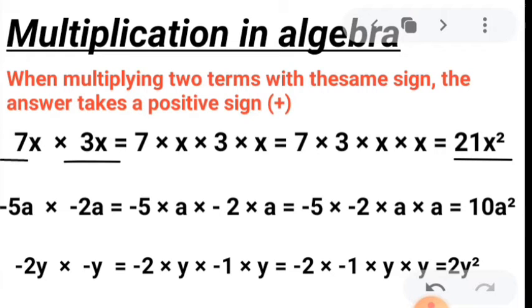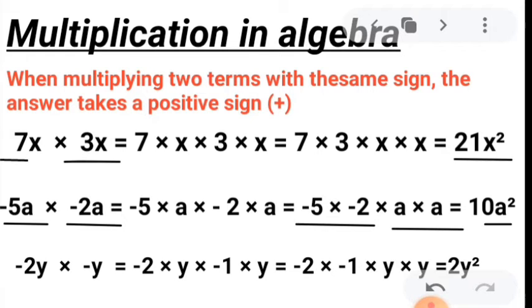Now we also look at the second example, minus 5a. We are multiplying it by minus 2a. Both terms have a negative sign in front of them. It means that the answer will be positive. So minus 5a simply means minus 5 times a, and minus 2a simply means minus 2 times a. If we bring like terms together, we have minus 5 times minus 2 and a times a. Minus 5 times minus 2 will give us 10, and a times a is a raised to the power 2. So we have our answer as 10a raised to the power 2.